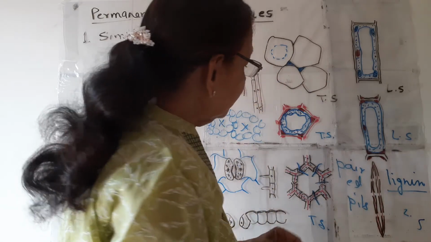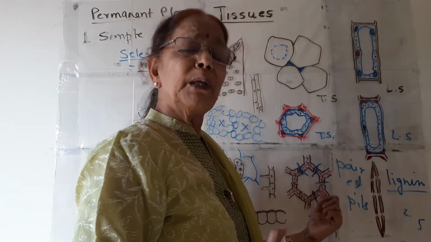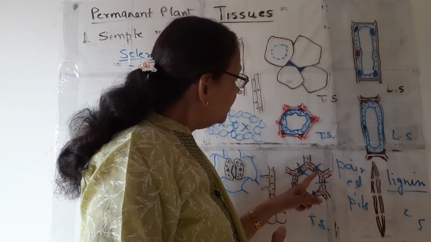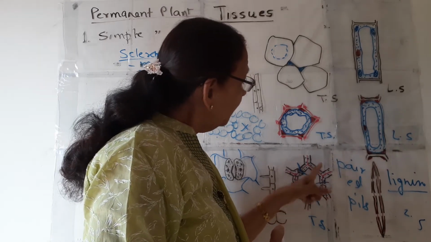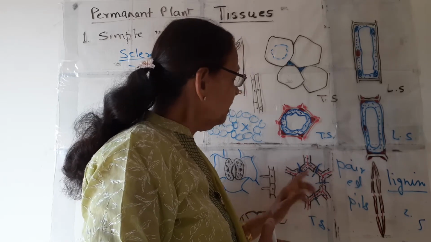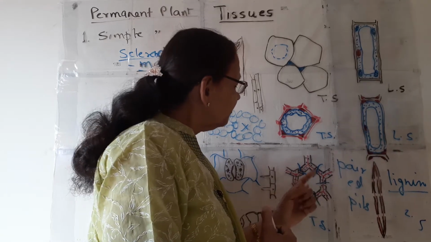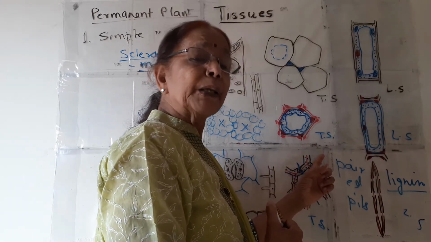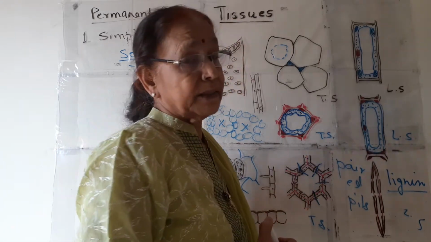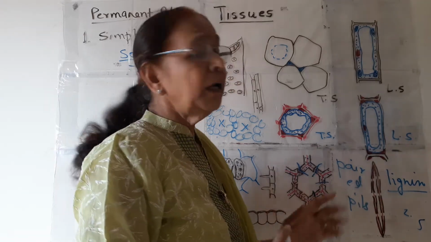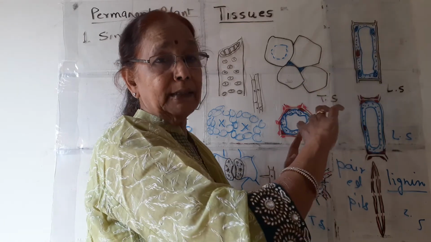What are paired pits? As the walls are thickened with lignin, they are impermeable to anything. So these pits are in pairs, one in this cell, the other in this cell. These pits are openings in the cell wall. Through these pits, the substance from one cell can go to the other, or transfer of substance can take place. So this is sclerenchyma, and it is mostly present outside the vascular bundles.